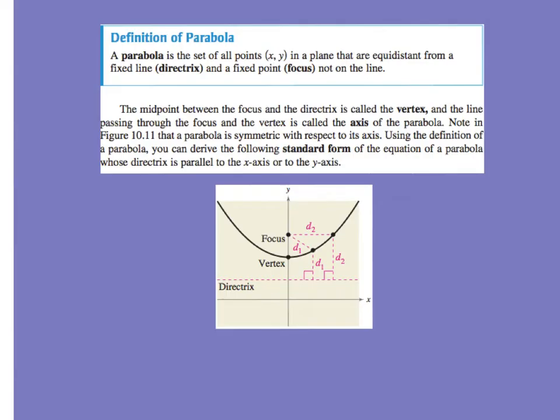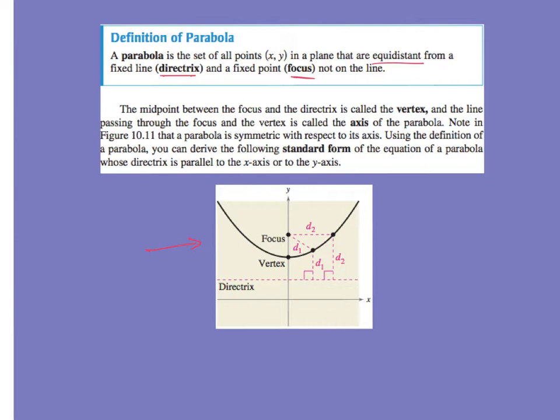All right, so here's the definition of a parabola. And thank you so much, McKinley. A parabola is a set of all points (x, y) in a plane that are equidistant from a fixed line, the directrix, and a fixed point, the focus, not on the line. All right, fantastic. I'd like you to draw out this picture. And this is what we're going to be talking about today and tomorrow.